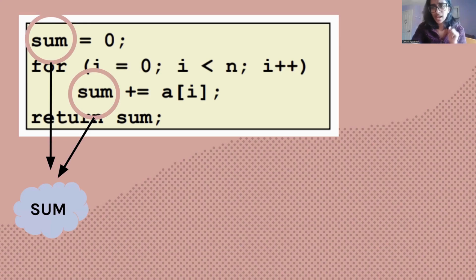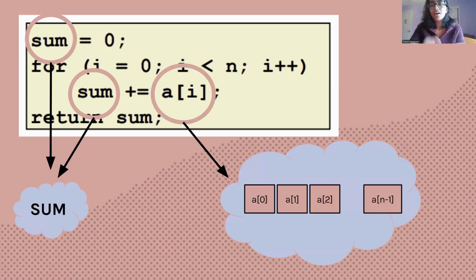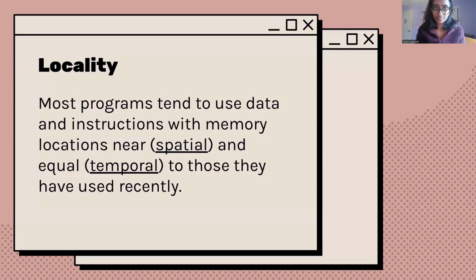I also notice that once we access, say, the third element of the array, on the next iteration we need the fourth, and then the fifth. And since arrays are stored as contiguous blocks of memory, this means that even though we're not referencing the exact same memory location every iteration, we are accessing things that are very, very close to each other. And this is a key principle of memory known as locality.